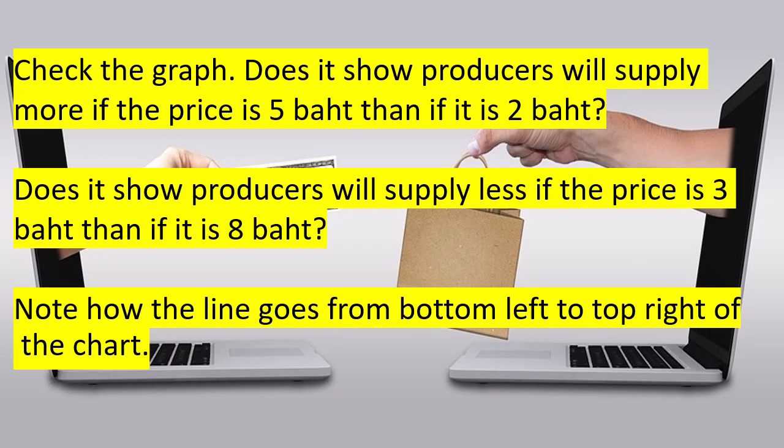So let's check the graph. Does it show producers will supply more if the price is 5 baht than if it is 2 baht? Does it show producers will supply less if the price is 3 baht than if it is 8 baht? Notice how the line goes from bottom left to top right of the chart.